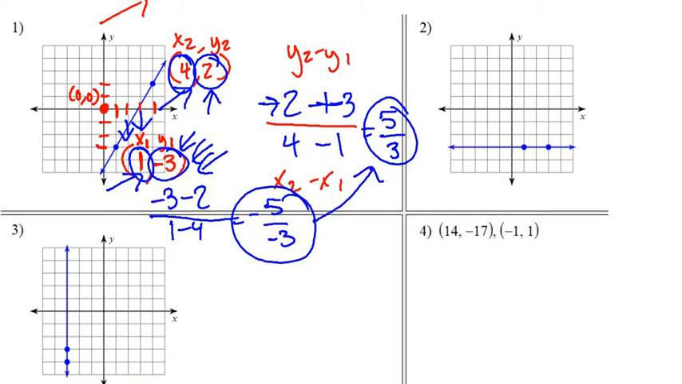Okay, what's the slope right here? Well, you don't even really have to do the math for this one, but we'll do it anyway. This first point right here is (1, -3), and this second point right here is (3, -3).